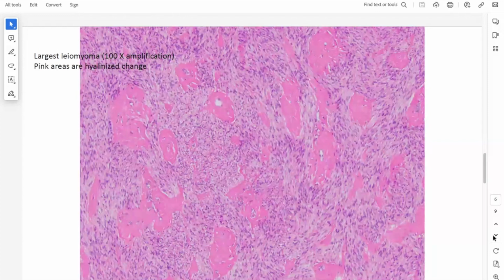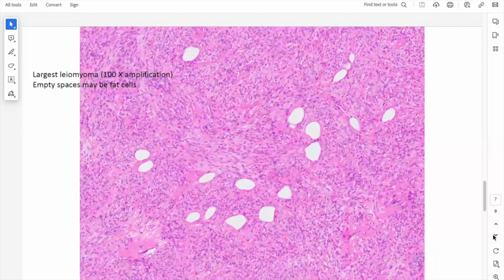Here we can show these pink areas show just some hyalinization, which is normal in a fibroid. And then this is interesting. You can see that these empty spaces here, the pathologist said this may represent fat cells, which is consistent with the final pathology, which said that some of the mass was actually a lipoleiomyoma, which is basically just a subtype of fibroid that contains fatty tissue as well.